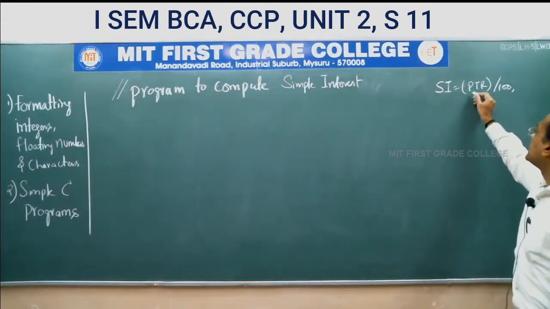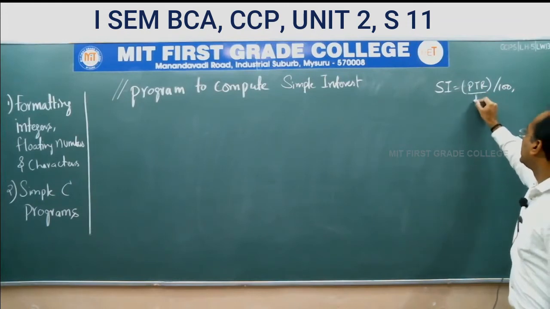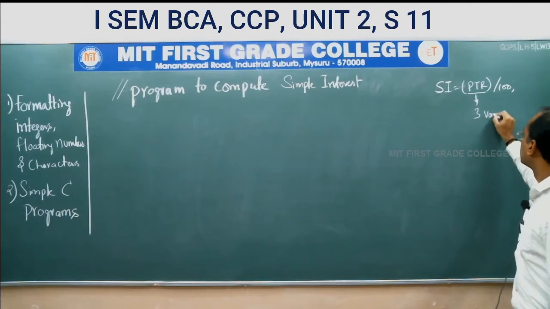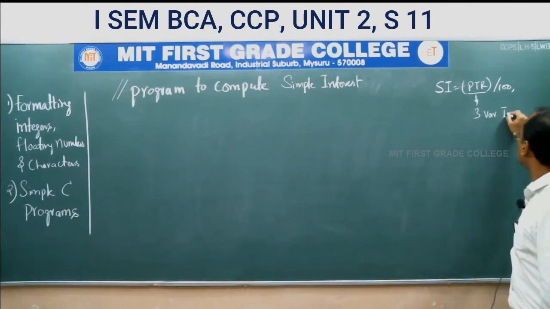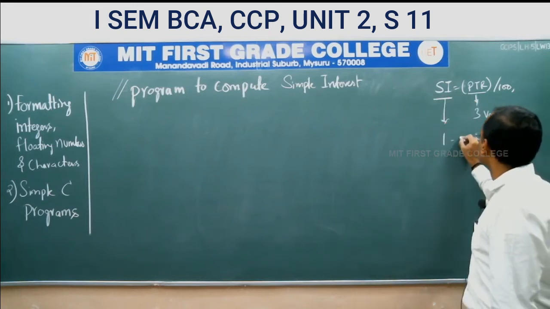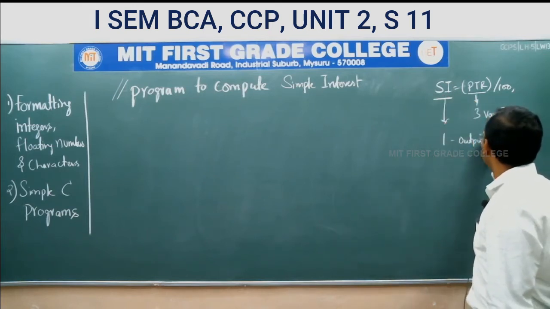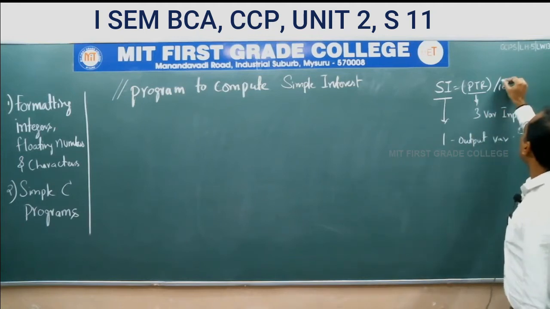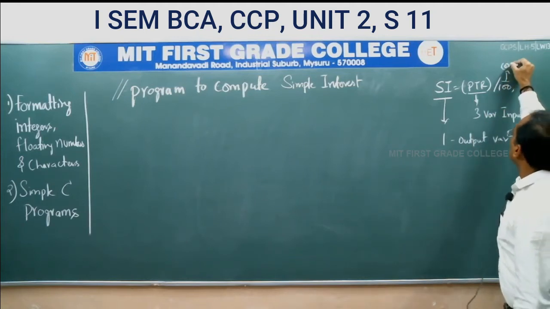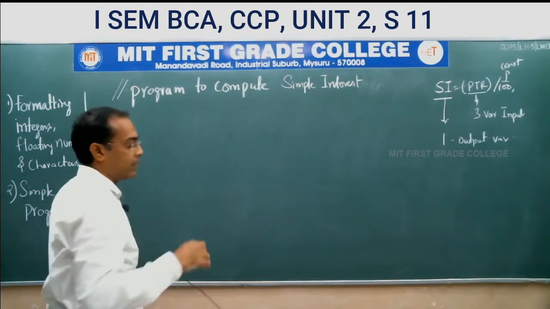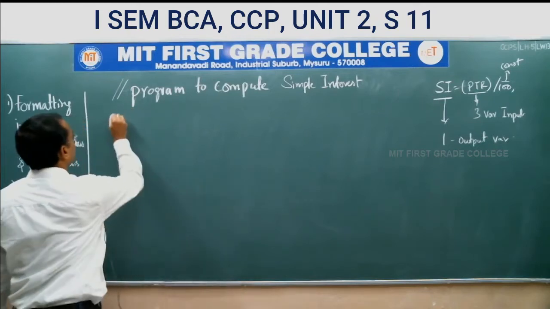If you observe this, there are three variables as input and one variable as output. Alright, and 100 is a constant. Now let's start writing the program.